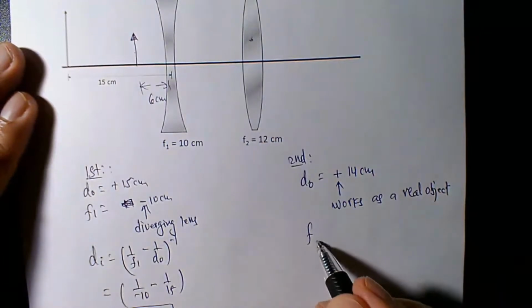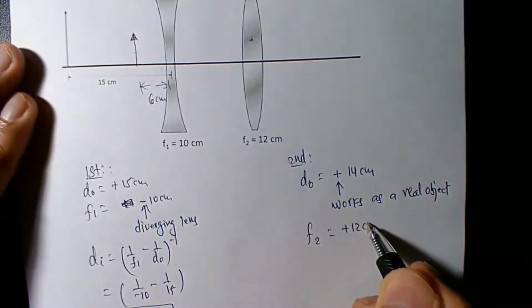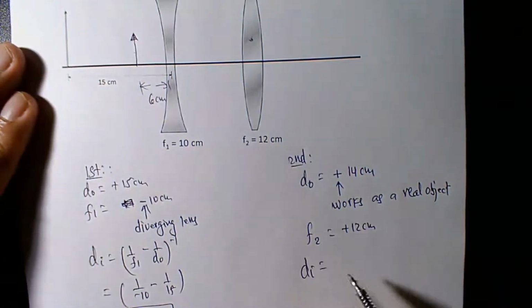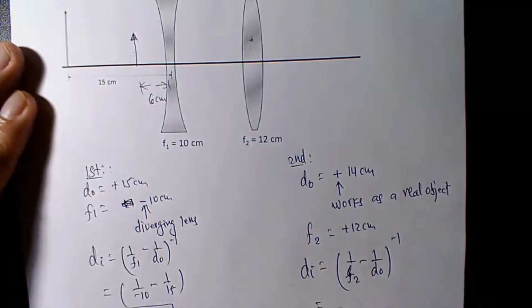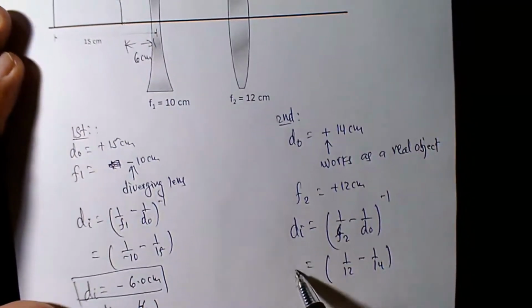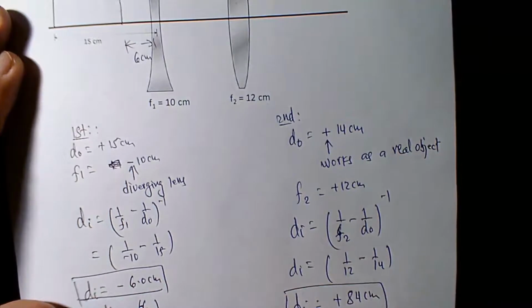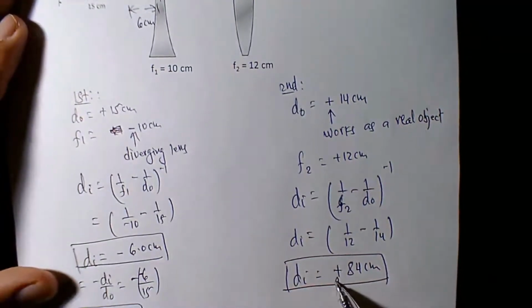And then its focal length f2 is converging, positive, so di would be 1 over f2 minus 1 over do, inverse, so 1 over 12 minus 1 over 14. So the final image will be formed at this position, and since it is positive, the final image will be real.